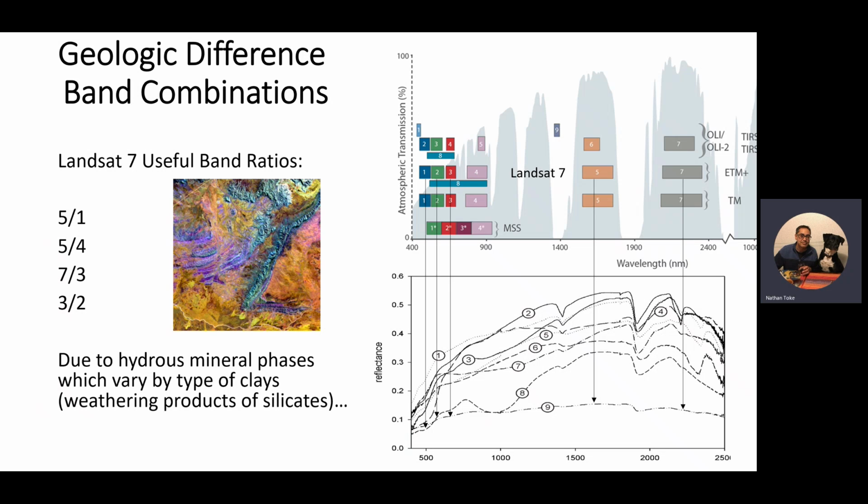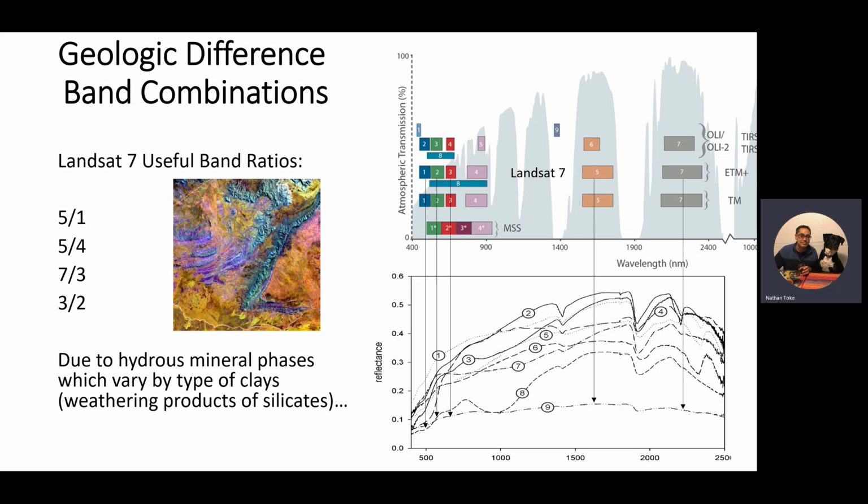Geologic bands can be quite useful as well. There's no such thing really as geologic bands, sorry about that. But different ratios of the Landsat bands can be quite useful. So 5 versus 1, 5 versus 4, 7 versus 3, and 3 versus 2.